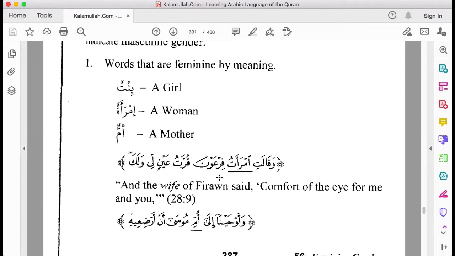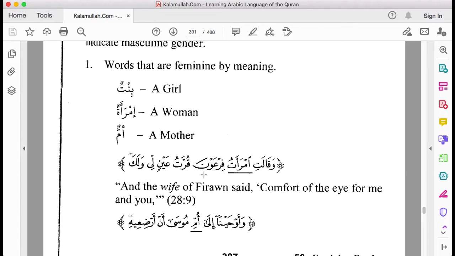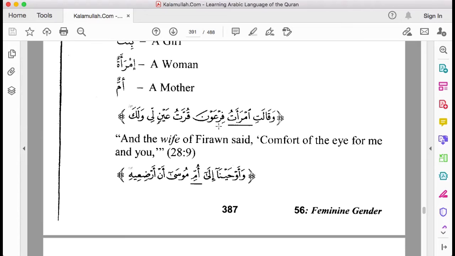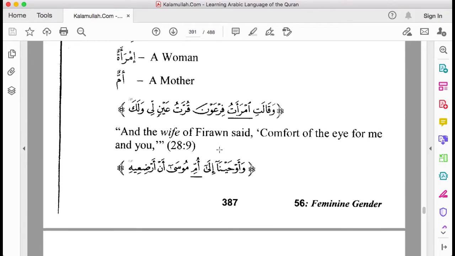This will be review, but it will be nice to look at some words specifically from the Quran to look at what we have learned. So we talked about bintun, girl. Imra'atun, we talked about this before, is woman. Ummun, a mother. Remember, these are words that by meaning are feminine. Right here, imra'atu, the wife. Here it's referring to the wife of Pharaoh. Even though it means woman, in this context it's referring to the wife of Pharaoh.